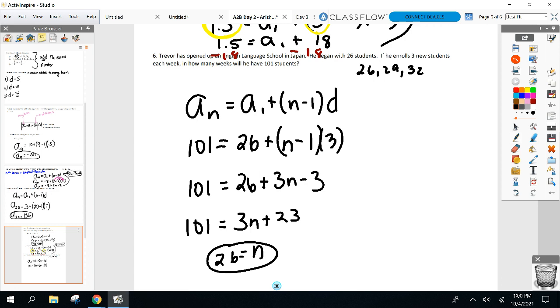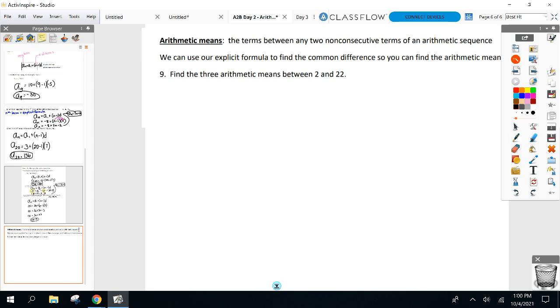Okay, here you go. I don't want to say too much other than what I'm looking for here. So I have these things called arithmetic means. Basically, think of a sequence. Take a couple numbers out in the middle. I'll give you the beginning and the end, and I want you to find those numbers in the middle. That's what arithmetic means are.